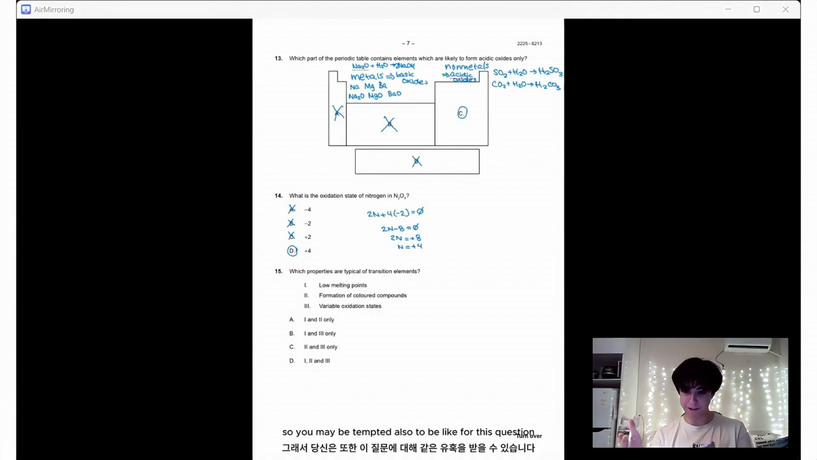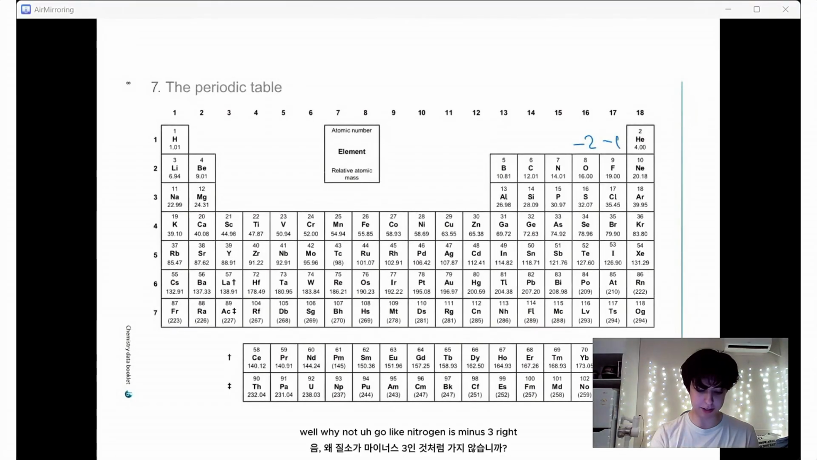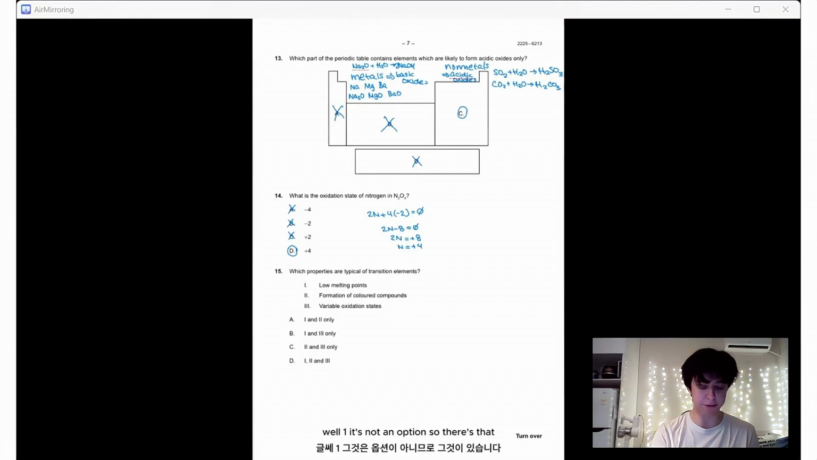You may be tempted for this question to say, why not go like nitrogen is -3, right? Well, one, it's not an option. But two, oxygen and hydrogen are the two that you can pretty much always get from the periodic table, and their oxidation state is always the same. All the other compounds tend to vary a lot more. So I just use that as a rule: always do those ones first. Cool. And that is number 14.